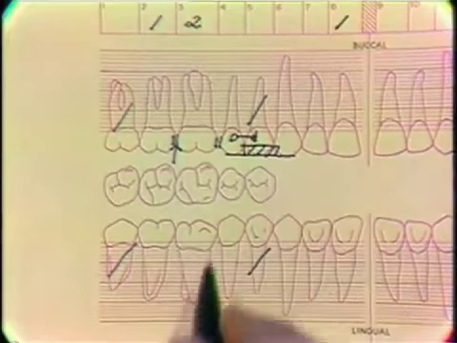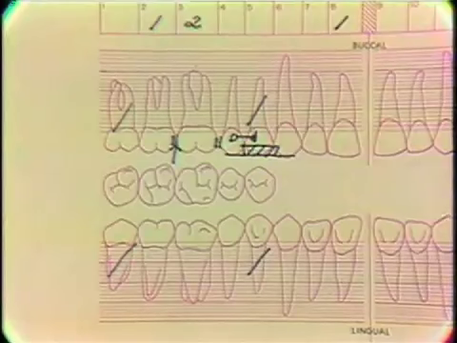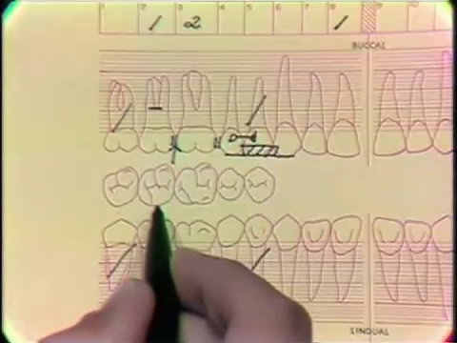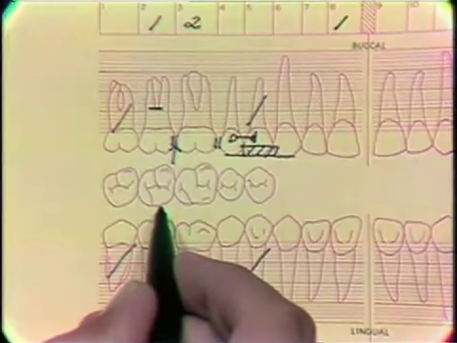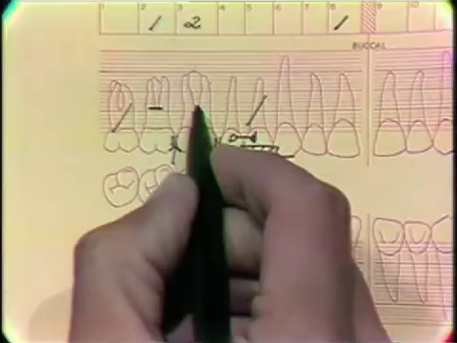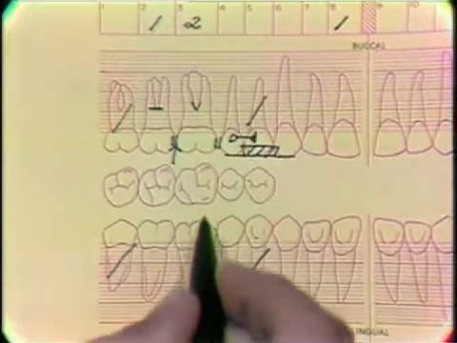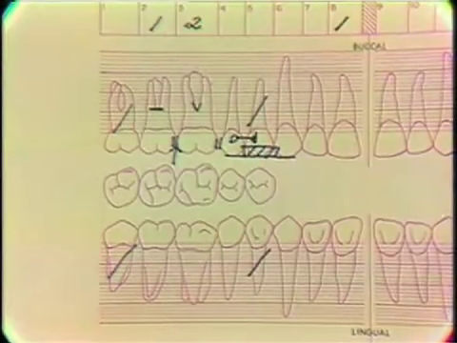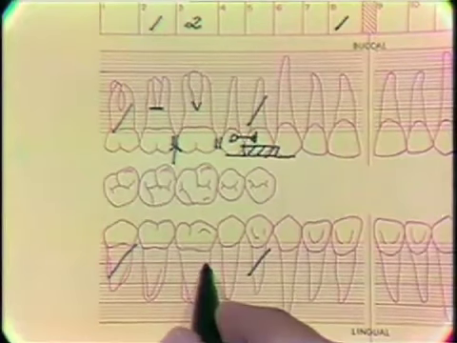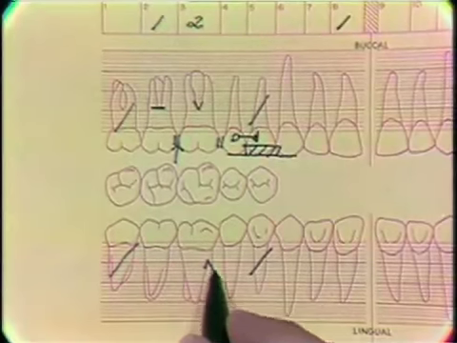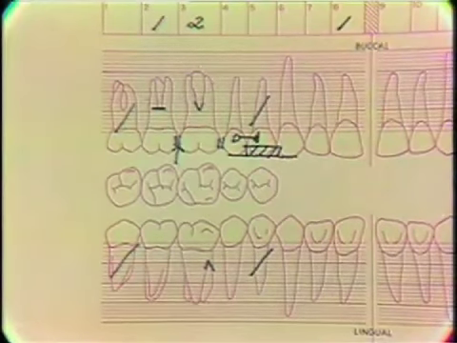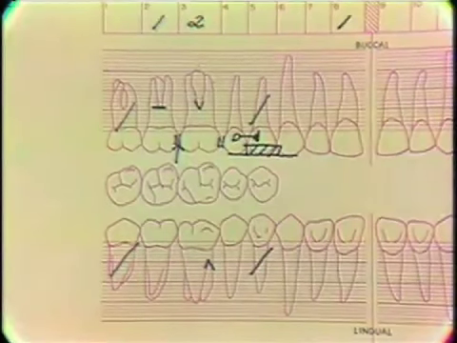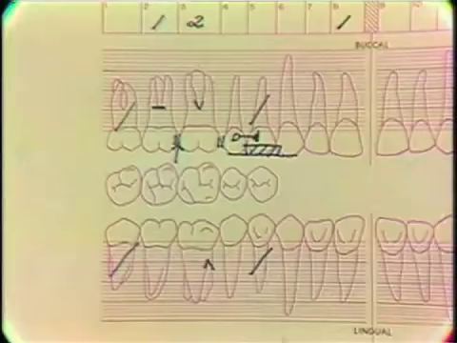The buccal of tooth number 2 has a beginning furcation involvement, as the furcation involvements are marked right at the furcation. The buccal of tooth number 3 has an exposed furcation. That means we can insert the periodontal probe all the way into the trifurcation area. The mesiolingual of tooth number 3 has an exposed furcation. It's wide open. Tooth number 8 has a periapical area.